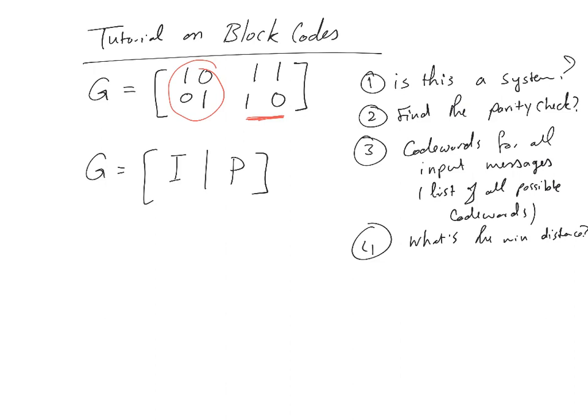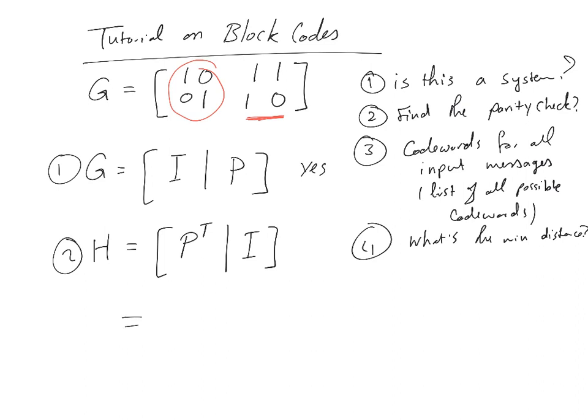Now the other question says find the parity check matrix. So remember that, so this is number 1, and the answer is yes. For number 2, the parity check matrix H is given by P transpose and then I. So in that case, we will end up with 1, 1, 1, 0, and then 1, 0, 0, 1. Right? So that's the parity check matrix.